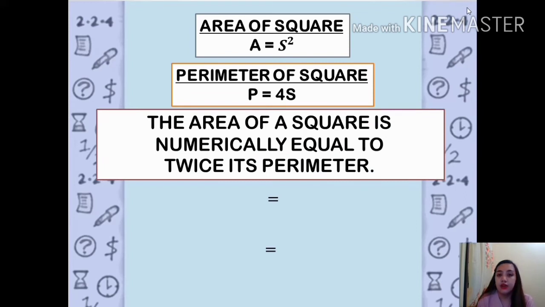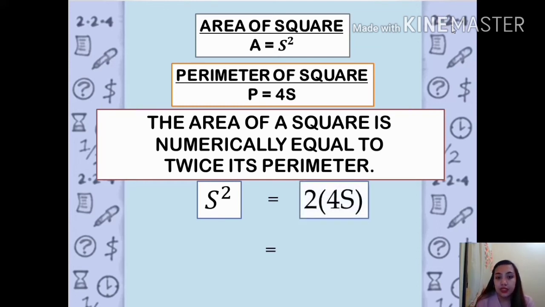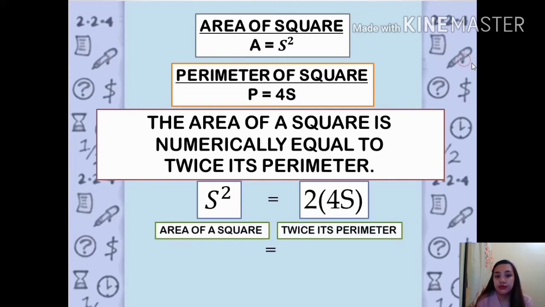Now, how are we going to convert it into an equation? Area of a square, what is the area of a square? A is equal to S to the second power. So, yun ang gagamitin natin. Equals. Twice. Pag sinabing twice, 2. Ano yung perimeter ng square? 4S. That's why it is 2 times 4S. Is it clear on how we translate the equation?